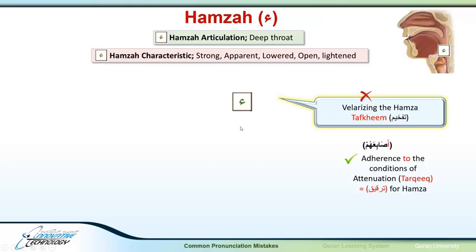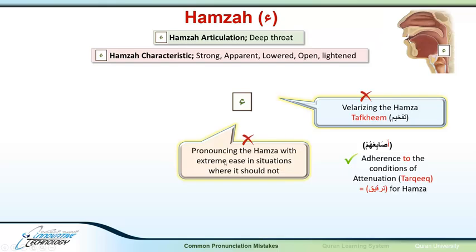Second common mistake is pronouncing the hamza with extreme ease in situations where it shouldn't. An example of that is Ya ayyuha. You're almost not hearing the hamza, as if the a vowel is extending to the ya vowel. The right way of pronouncing it is, as we're going to hear from Sheikh Al-Husari: يا أيها. So it should be clear. You shouldn't make it so easy, and you shouldn't velarize it. So it should be in between.